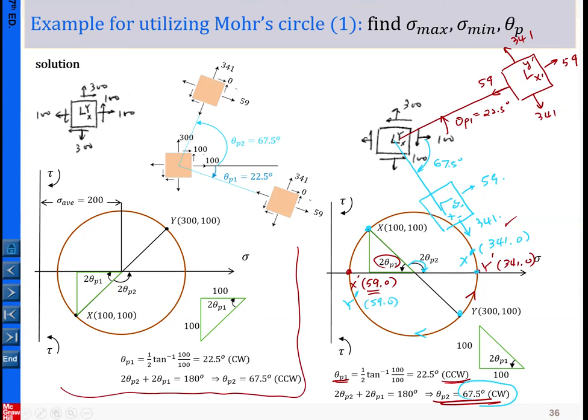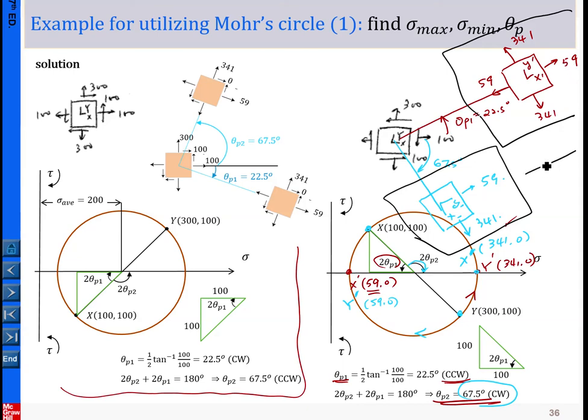If you look at the two stress elements in space, you can see their distribution of the normal stress. 59 is in these directions, and 341 is in these directions. Okay, good. So that is the very quick exercise for your learning. Probably I keep the notes here, and hopefully you print out that one and give yourself more exercise.